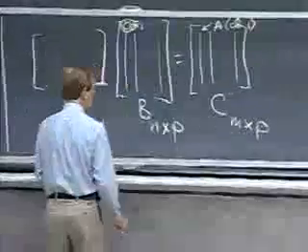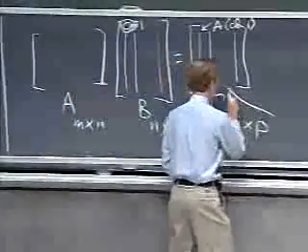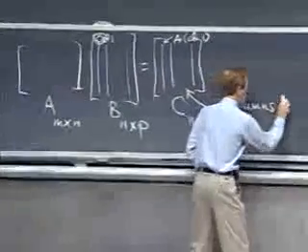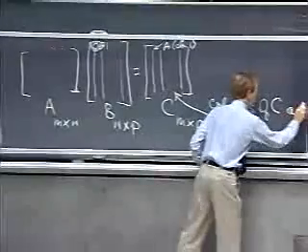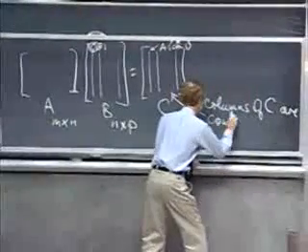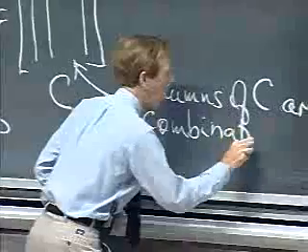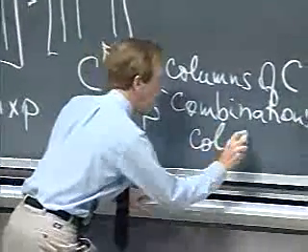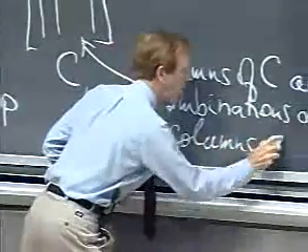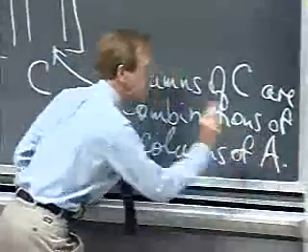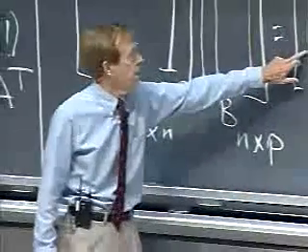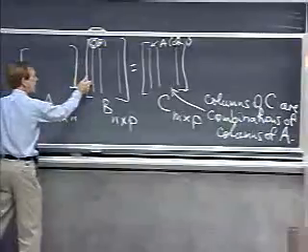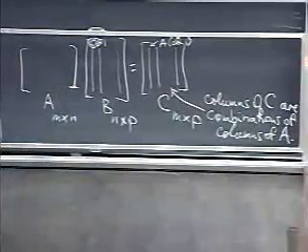So what does that tell me? What does that tell me about these columns? These columns of C are combinations, because we've seen that before, of columns of A. Every one of these comes from A times this. And A times a vector is a combination of the columns of A.